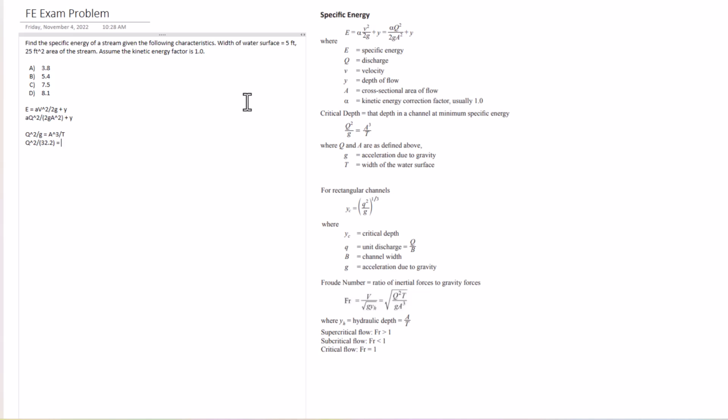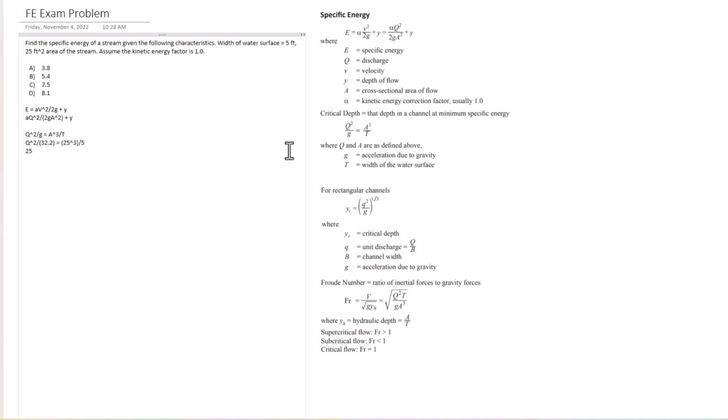Well, 25 feet squared is the area of the stream, so we're going to go with 25, and that's going to be raised to the third power. That's all divided by T. And T is just the width of water surface, which equals 5 feet, so we divide by 5. So that's our setup there.